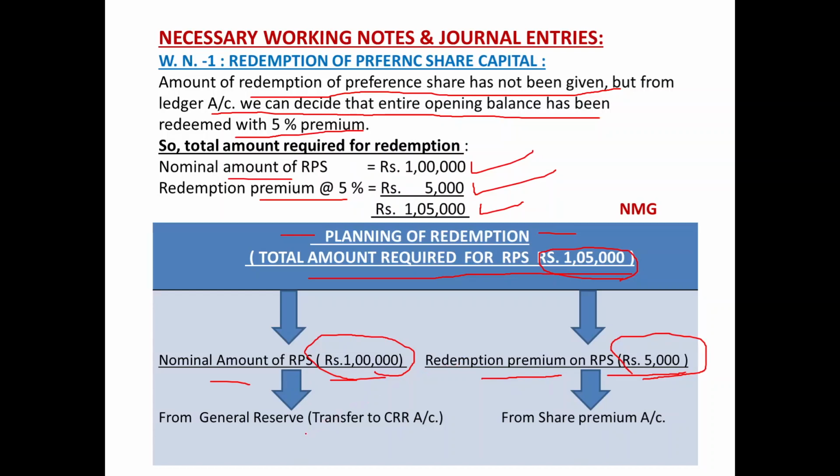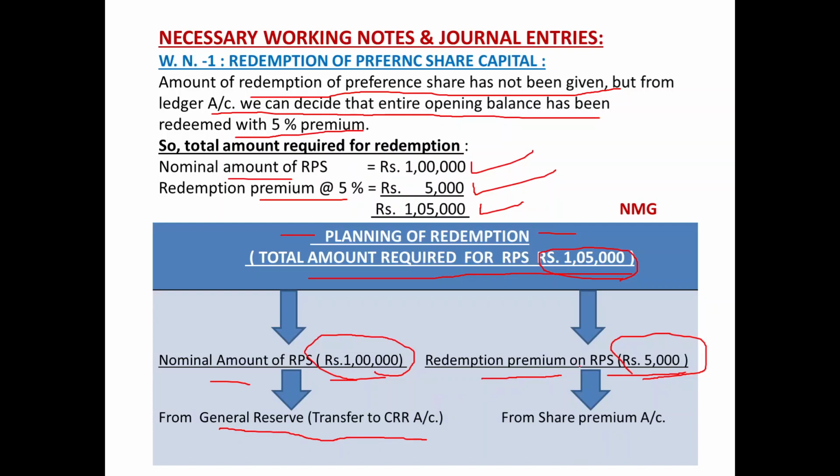In point number 1, it has been said that for this purpose, company has transferred rupees 1 lakh from general reserve. So instruction is very clear that company has utilized distributable profits which is otherwise available for the purpose of dividend. So general reserve has been utilized, and that is why, as per provisions of the Companies Act, company had to create a CRR from general reserve. So from general reserve transferred to CRR account.